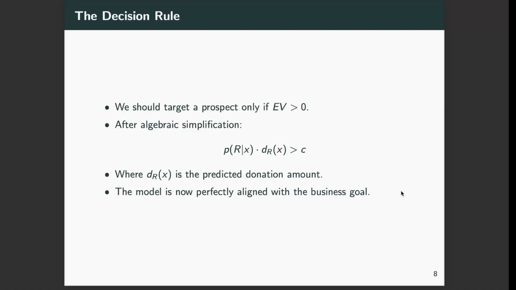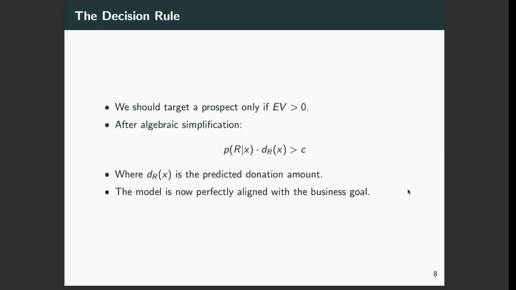Now, given the expected value formula we just derived, we can state a very precise decision rule. We should target a prospect if, and only if, the expected value of targeting them is greater than 0. In other words, we should send a mailing to a prospect only when the expected profit from doing so is positive. This is the decision rule in its simplest, most elegant form. Mail to a prospect if and only if their probability of responding, multiplied by their expected donation amount, exceeds the cost of the mailing. In other words, the expected donation revenue must exceed the mailing cost.